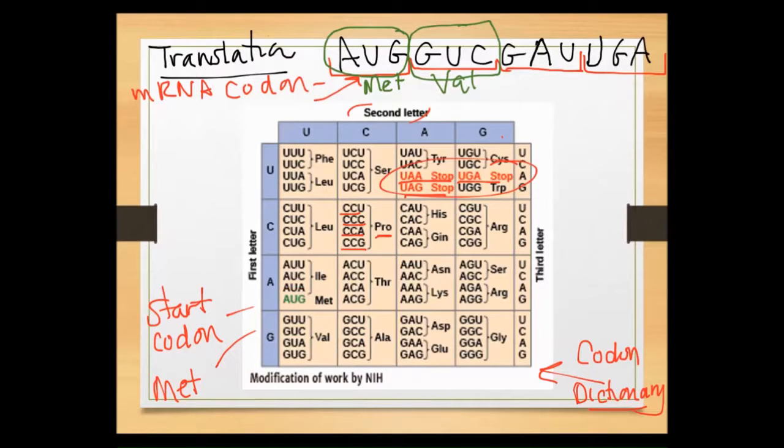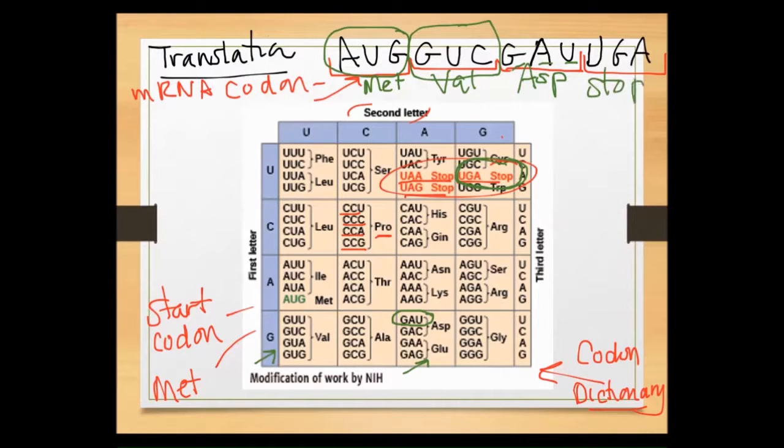Our next codon is GAU. So when we look that up in the codon dictionary, we start here with G, go over to this box here, that's where our A's are, and we can find GAU right here, corresponding to the amino acid ASP. And then finally, we have UGA, and UGA we can see here is a stop codon.